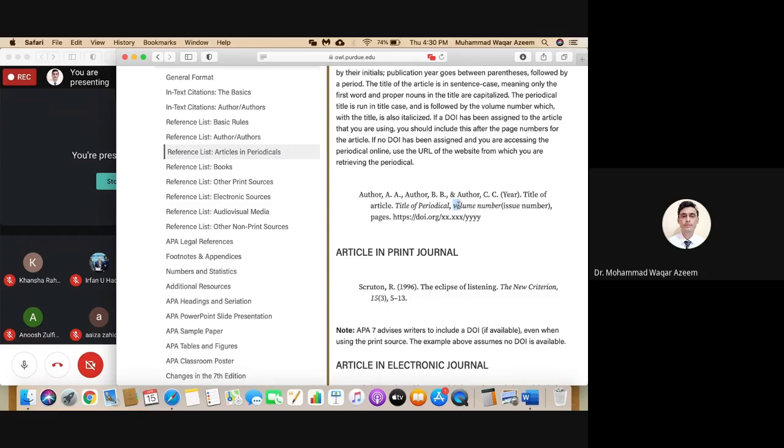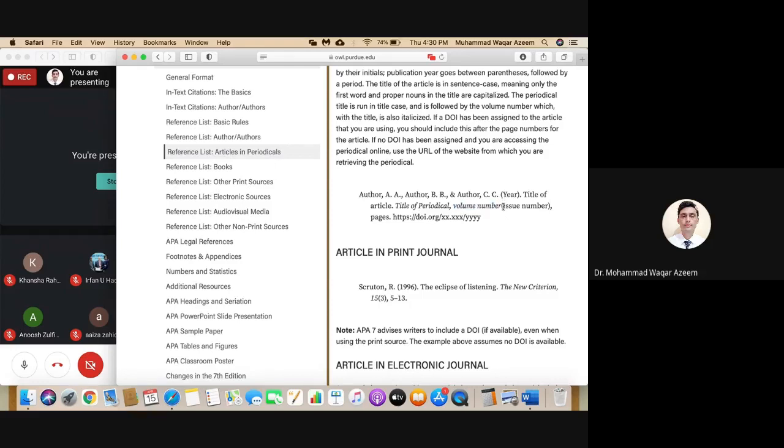And then you put the volume number. All periodicals have volume numbers written on the first page or inside the first page of the title page of the journal. You have to write the volume number in italics. You can see these words volume number are written in italics. You have to follow the same pattern.